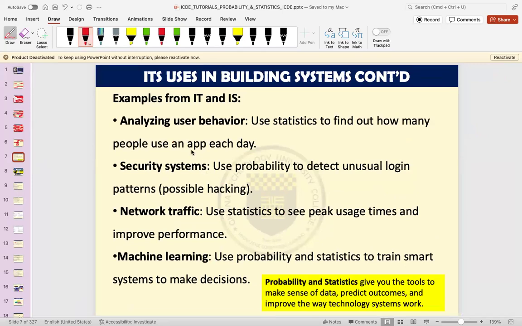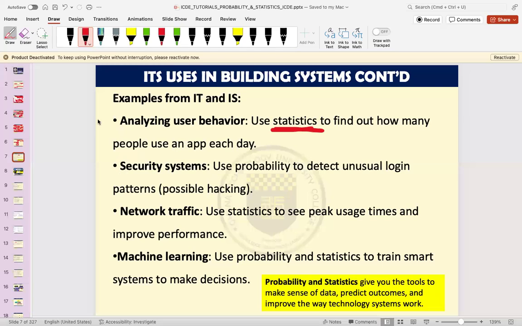For instance, when you are analyzing user behavior, how do you do such analysis? When you have built a system, the system is working, but you want to analyze. The users of the system have a certain behavior you want to analyze. How do you do that? You can only use statistics to do that analysis.